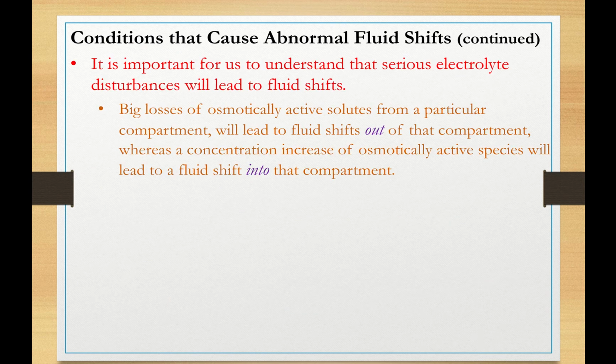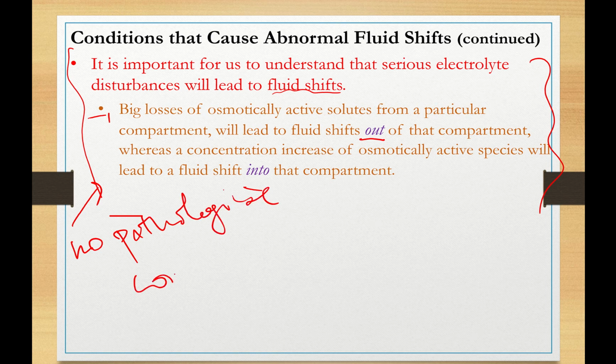Now here I've written this paragraph in red color to make sure that we do understand that serious electrolyte disturbances may lead to fluid shifts because of osmosis, and we're already familiar with the phenomenon of osmosis, right? So big losses of osmotically active solutes from a particular compartment will lead to fluid shifts out of that compartment, whereas a concentration increase of osmotically active species will lead, of course, to a fluid shift into that compartment. This is always true when there is no pathological condition, okay?